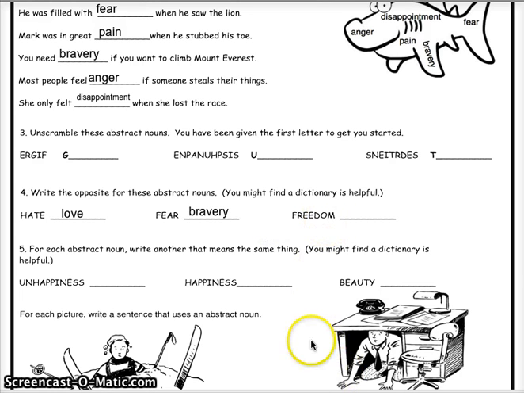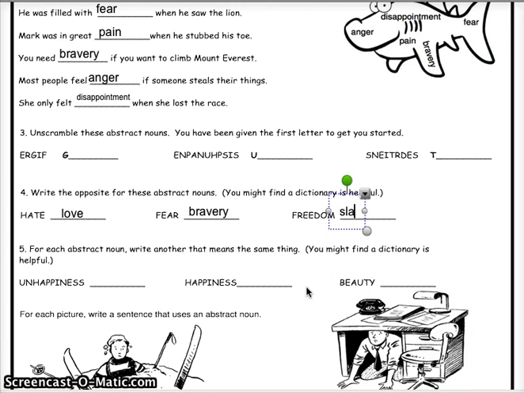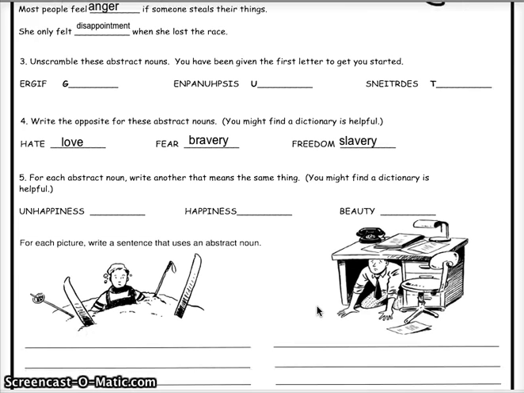Freedom. What is the opposite meaning of freedom? Slavery is an opposite of freedom. Let's go to number 5. For each abstract noun, write another that means the same thing. And you might find a dictionary that is helpful for you. Let's think of unhappiness. What is a synonym for unhappiness that is an abstract noun, something that is an emotion? You can feel unhappiness inside of you. You can't touch it though. Unhappiness, let's go with sadness.